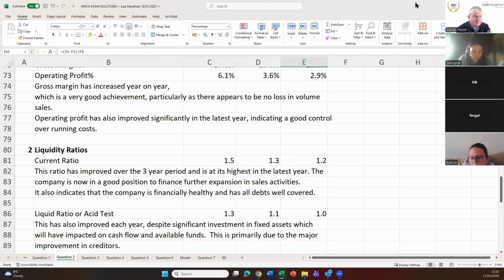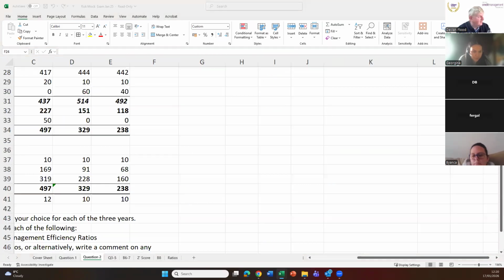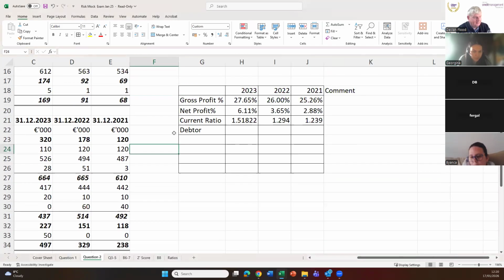Is that okay? So in terms of how you do it, that is up to yourself. If you want to do a grid, if you want to do it in linear form, that's fine. What we want to know is one, can you do the sums? Two, do you understand what the ratios are telling you? And to me, that's the most important thing.